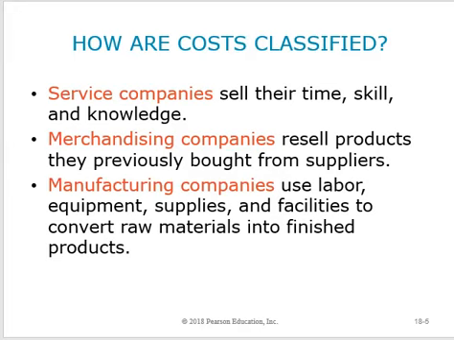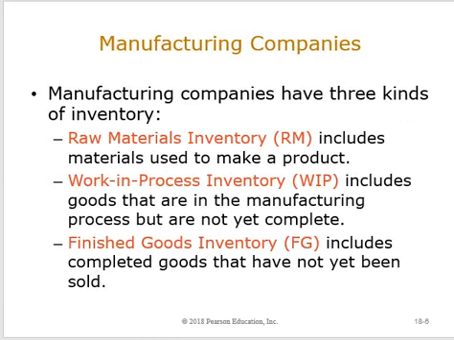Manufacturing, we're going to focus on that a lot in managerial accounting. They are going to use labor, equipment, raw materials, and plants and factories to convert these products into the final finished good. Okay, so manufacturing companies, they're going to have 3 kinds of inventory. Here, write these down. Raw materials.